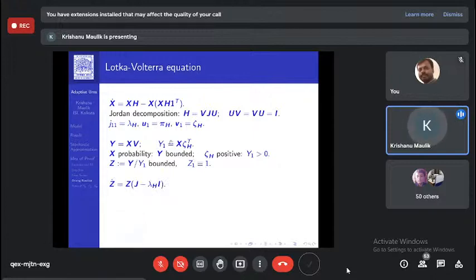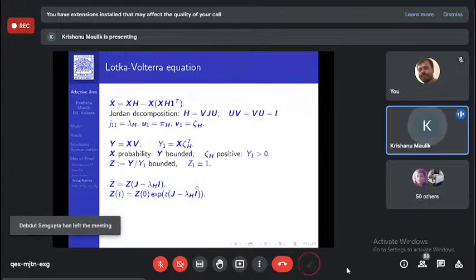And then you can do a little bit of algebra to check that this differential equation in x turns out to be this differential equation in z, which is z dot equal to z times (J minus lambda H I), which is nothing but a first order linear differential equation. And then everybody knows that this will have the solution z(t) equal to z(0) to the power t(J minus lambda H I). And we have to show that this is a unique solution. It depends on z0.